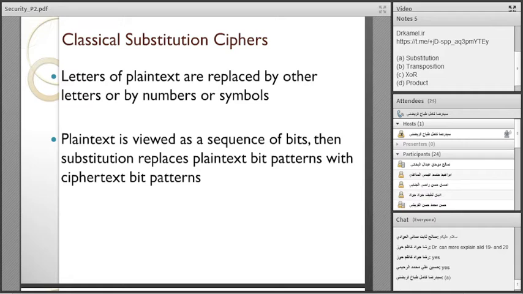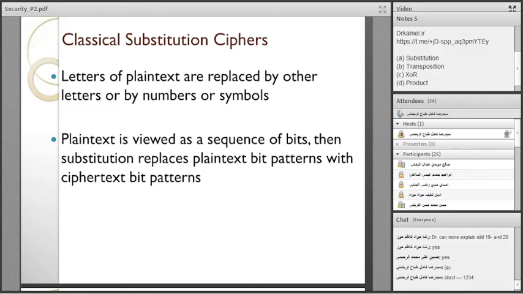Substitution means that you take something and put something else instead. For example, if you have A, B, C, D and 1, 2, 3, 4, you remove A and put 1 instead. You take B and put 2 instead. You take 3, put C instead, and so on. This is the kind of encryption that we call substitution encryption.